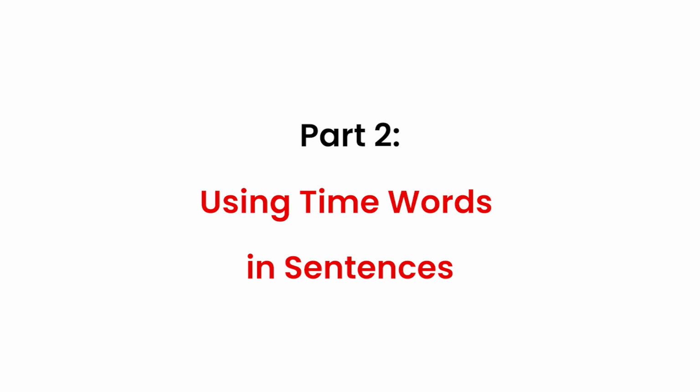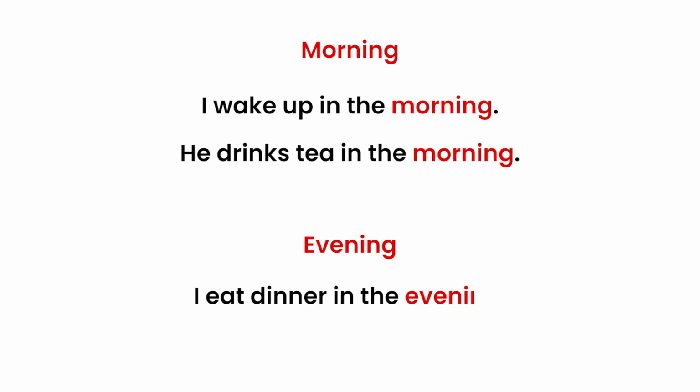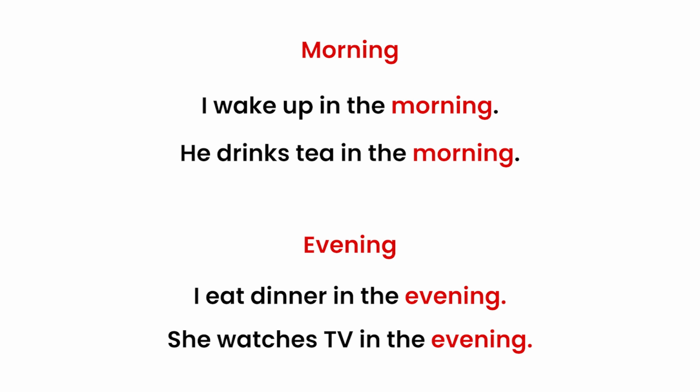Part 2. Using time words in sentences. Morning. I wake up in the morning. He drinks tea in the morning. Evening. I eat dinner in the evening. She watches TV in the evening.